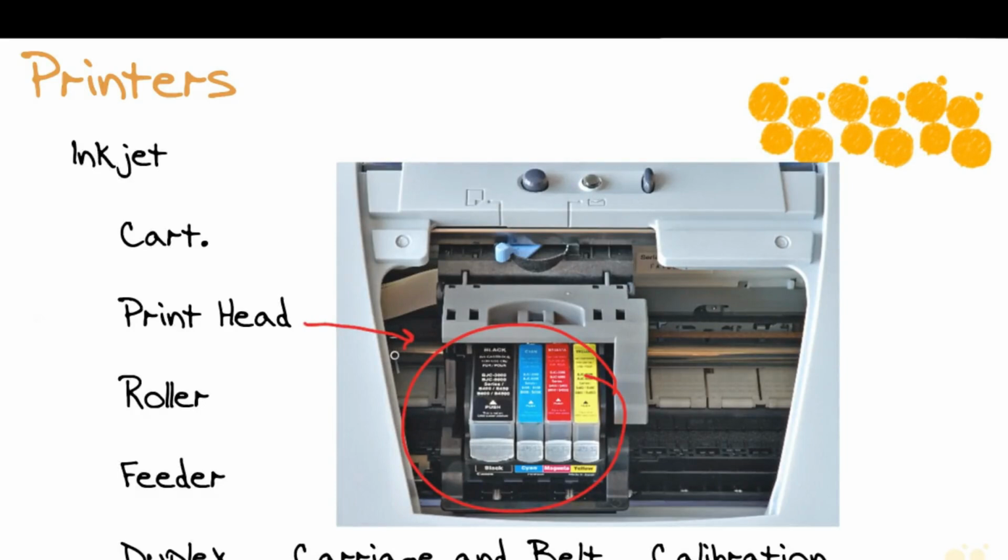So that's pretty cool. There's a roller, and the roller is inside here, and it's going to pull the paper through. There's a feeder on the outside of the machine where you're going to load the paper. There may be a duplex assembly for printing on both sides. There's a carriage and belt that's going to swing this whole thing back and forth across the pages. And just like with a laser printer, a big aspect of you setting this up may be the initial calibration.